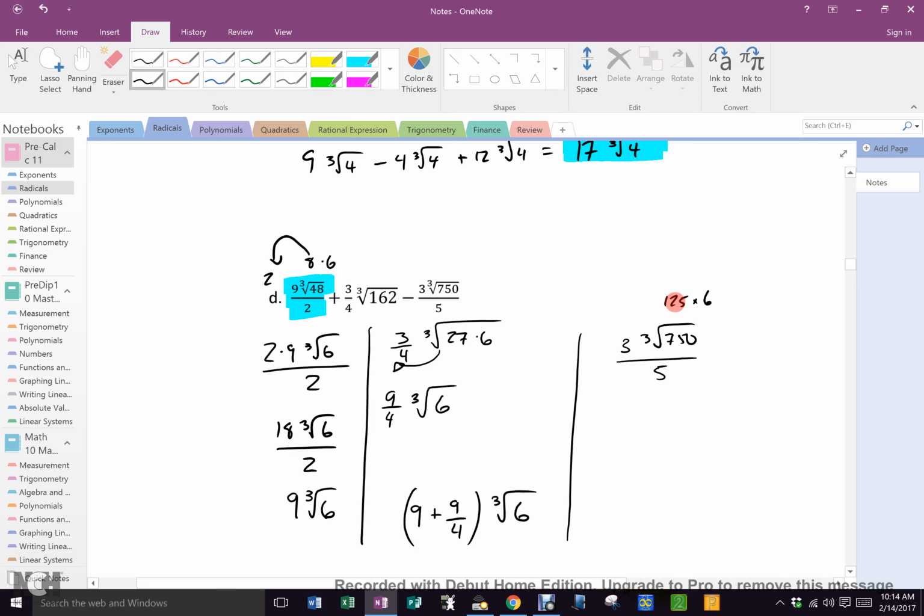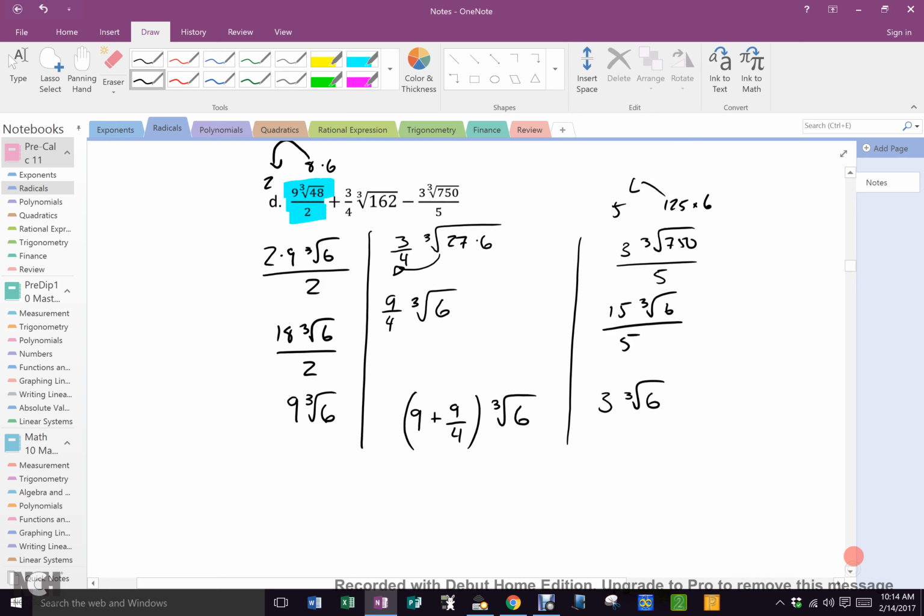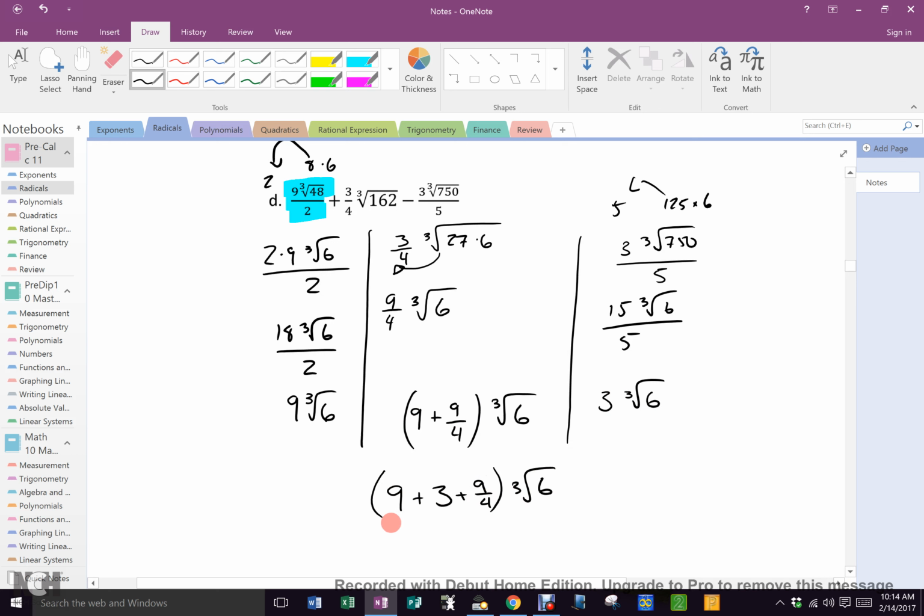So what's the cube root of 125? 5. So I end up, out comes a 5. So I've got 15 cube root 6 over 5. What are you going to do with the 15 and 5? Divide it to get what? 3 cube root 6. So what do I have to do to this section here now? I got to bring a 3 over here, right? Because I got another root 6. So now I have 9 plus 3 plus 9/4 cube root 6. Everybody cool?